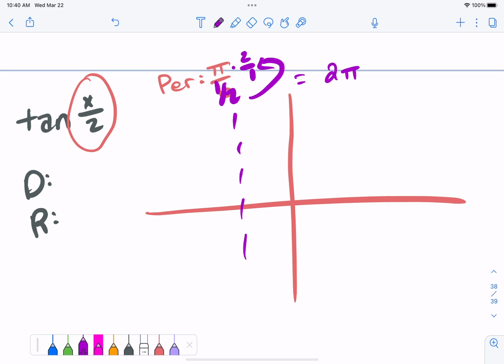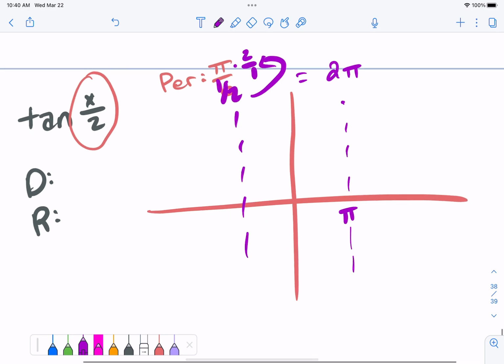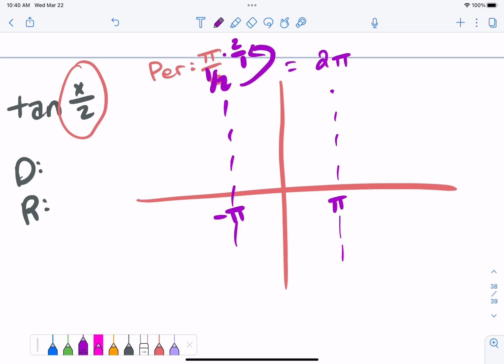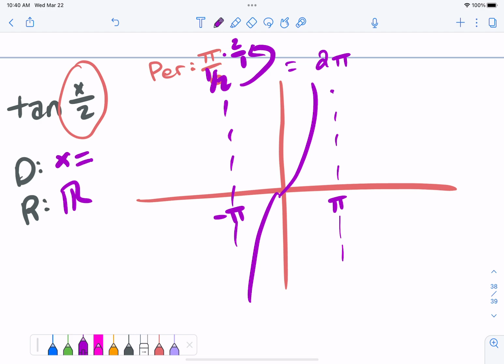His vertical asymptotes split him in the middle. So if he's 2 pi wide, where are his asymptotes at? It'd be pi and negative pi. Okay, I think maybe you might be just a touch wrong on yours. So for range, he goes up and down forever, that's all reals. But domain, his first asymptote is located at pi. So I'm going to say x is not equal to pi.